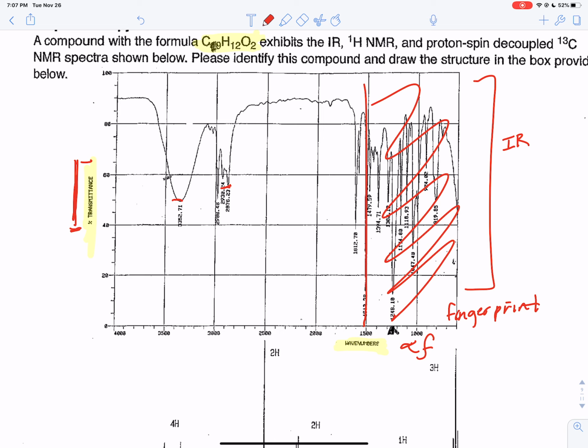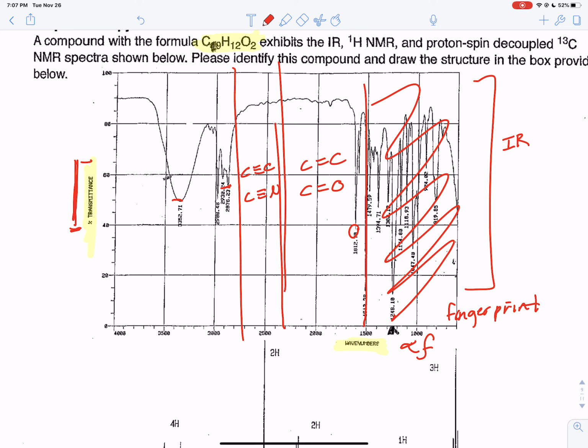Right here, we have something at around 1,600. To the left of that fingerprint region, I'm just going to ballpark it right here, for example, you're going to have your double bond region. So what kind of double bonds could that be? Carbon-carbon, carbon-oxygen. That's where you're going to find that double bond region. Right here, you're going to find the triple bond region, so that could be carbon to carbon, or carbon to nitrogen.